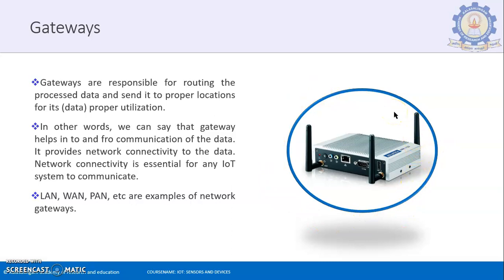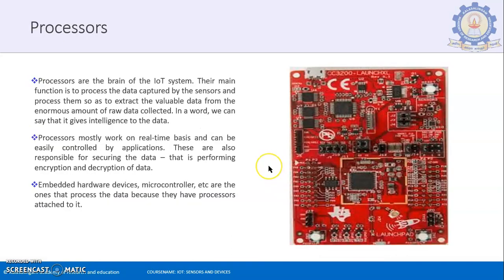So this gateway plays a vital role in the transfer of information, that could be receiving or transmitting information. LAN, WAN, PAN, etc. are examples of network gateways. So this gateway is not based on just one particular network architecture; it can be of LAN, WAN, or PAN based architectures. So next one is the processors.